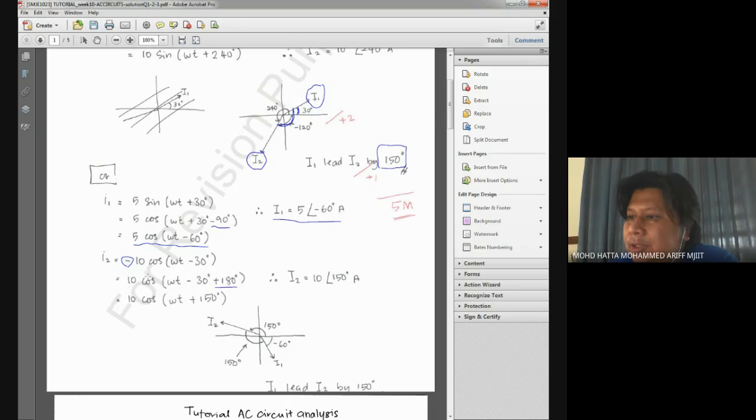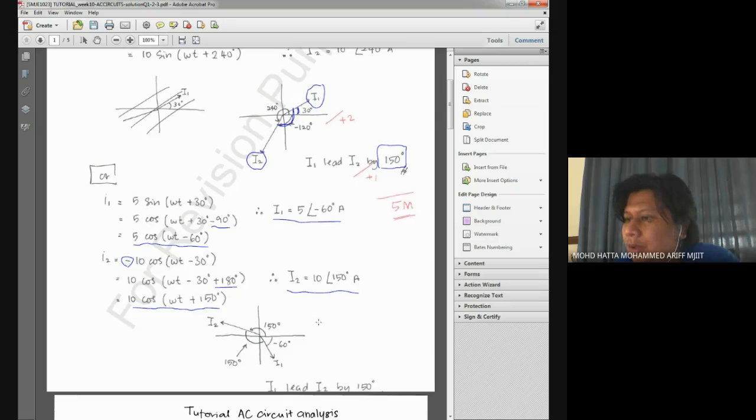And since I need to compare both in cosine equation, I don't have to make another modification on my I2 equation. So I2 can be written as 10 cos(omega t plus 150 degrees). Also, you need to convert into the phasor domain, or frequency domain, where the magnitude and the angle are given by 10 with the angle of 150 degrees ampere respectively.